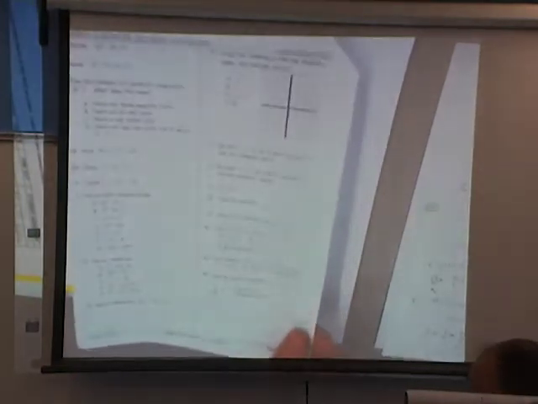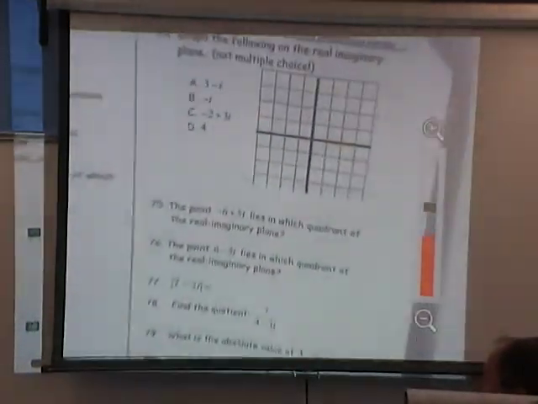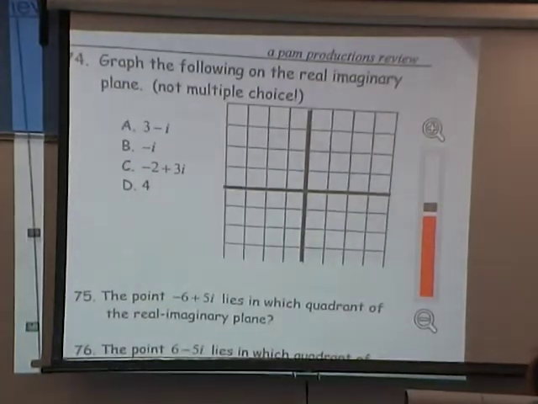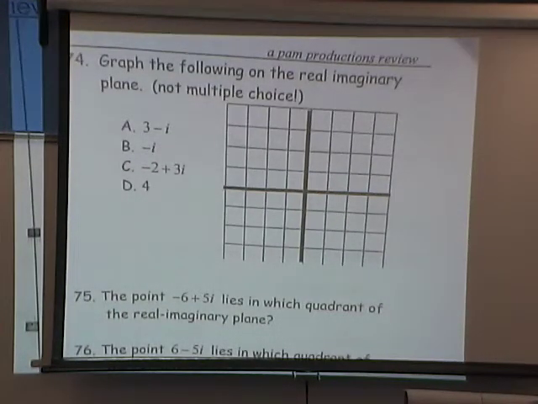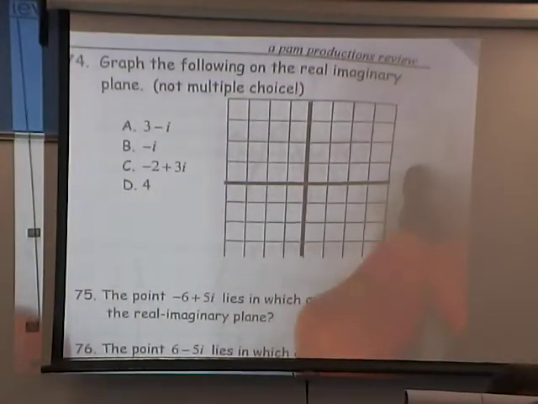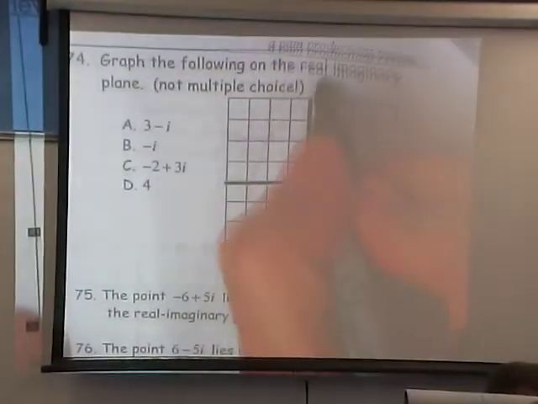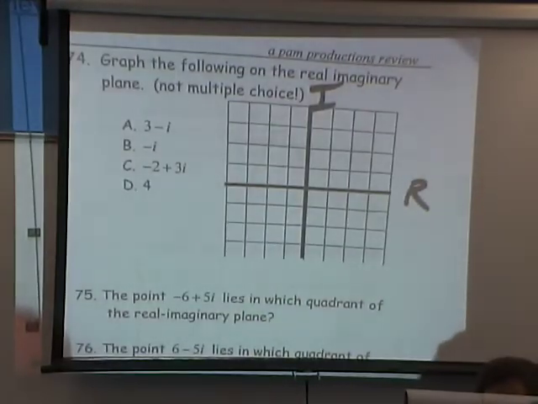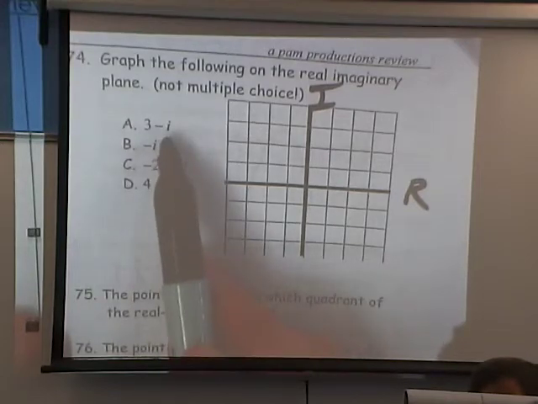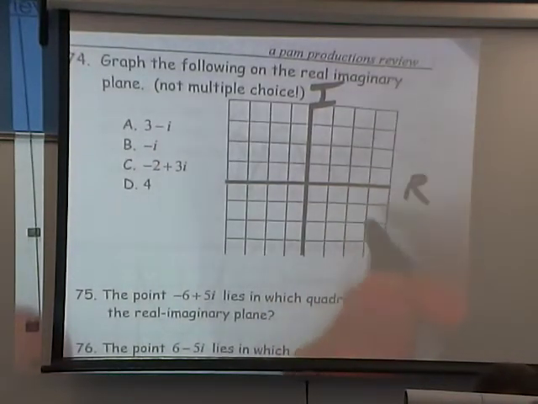All right, 74. Graph the following on the real imaginary plane, not multiple choice. Which axis is our real axis? The horizontal one, right? And this is our imaginary axis. So the point A would be positive 3 in the real direction, and then a negative 1 in the imaginary direction. 1, 2, 3, negative 1. So that would be point A.